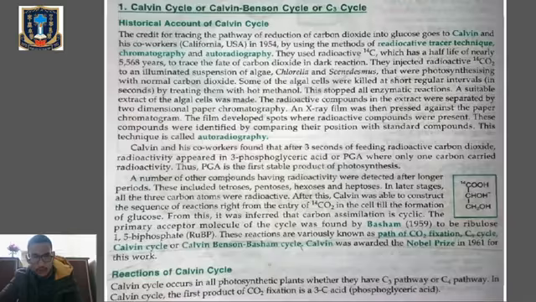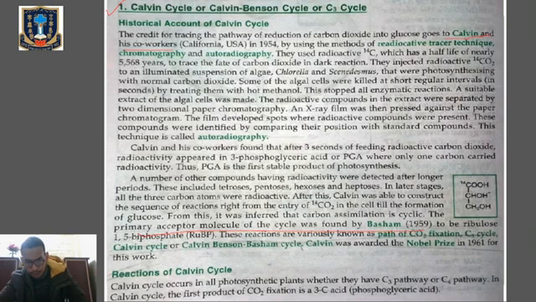So let us begin with the first one, that is Calvin cycle or the Calvin-Benson cycle or C3 cycle. It was mainly discovered by Calvin and his co-worker. Since we're talking about carbon dioxide fixation, the primary acceptor molecule of the cycle was found by Bassham in 1955.